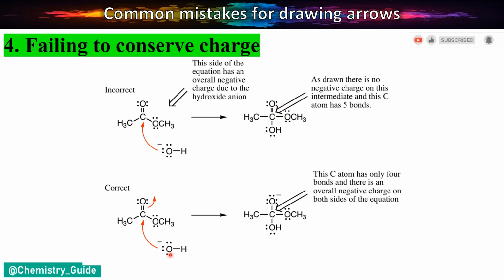So the correct way is this hydroxide attacking the carbon, pushing back one of the double bonds onto this oxygen, generating the anion. In this case, we get a negative charge on the oxygen, and this carbon has a valency of 4. So we should have a negative charge on the oxygen atom. This is the correct way, and we have conserved the charge and the valency of the reactant.